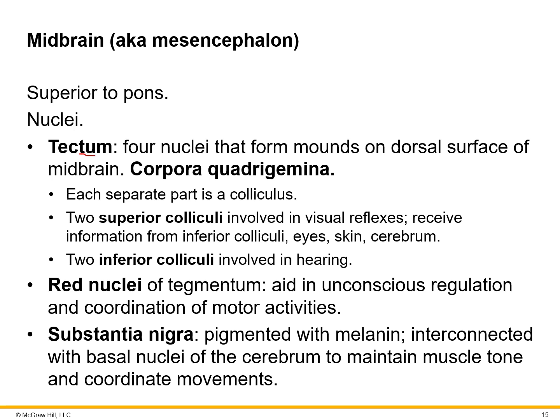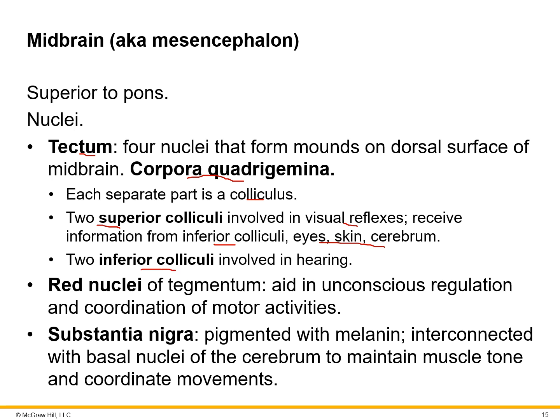The tectum involves 4 nuclei that come together to form the corpora quadrigemina, quad meaning 4, which makes up this tectum. It's divided into what are called colliculi, or colliculus. So we have 2 superior, so on top, colliculi. Those are involved in visual reflexes. They're getting information from the inferior ones we're about to talk about, also from the eyes, skin, and cerebrum.